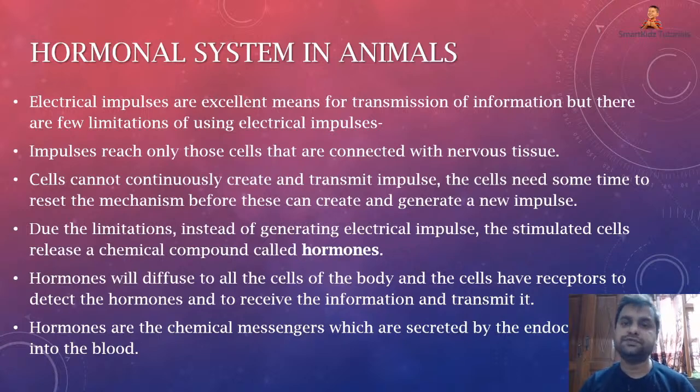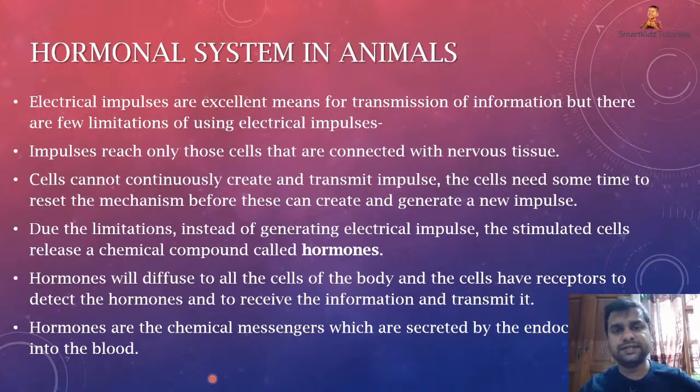So let's begin first with the hormonal system in animals and see why we need hormones in the first place when there's a good electrical activity going on within our body. Electrical impulses are excellent means for transmission. We know how fast electricity works, but to spread the message over a long distance within a short span of time, it is important to have chemical signals being sent because they travel faster as compared to the electrical impulses.